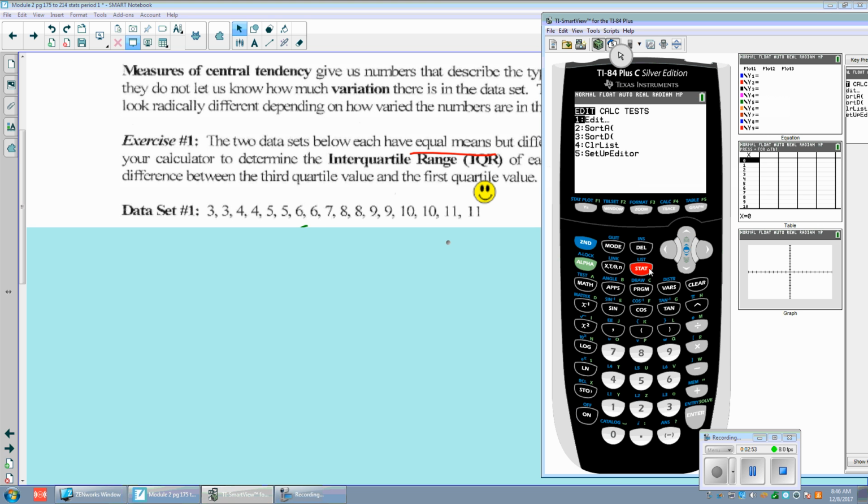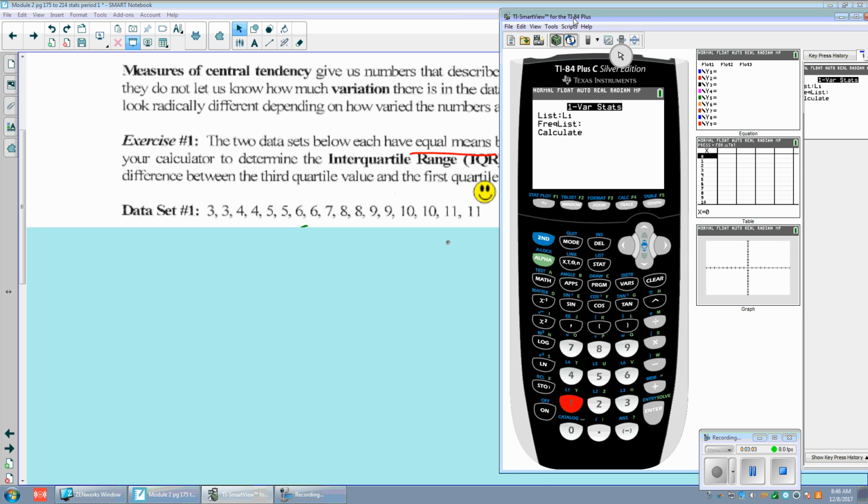You hit stat again. You go right arrow to calculate. We put in one variable, one list, so we're going to use one variable stats. Hit a 1. Most calculators have the same thing here, so we hit enter 3 times to calculate, and it gives us some of the things.